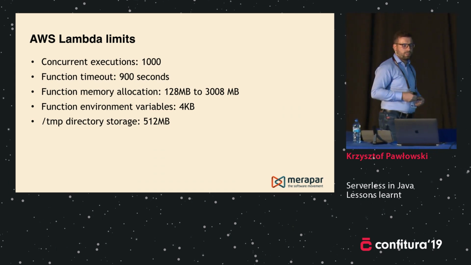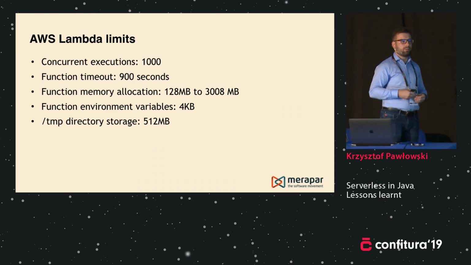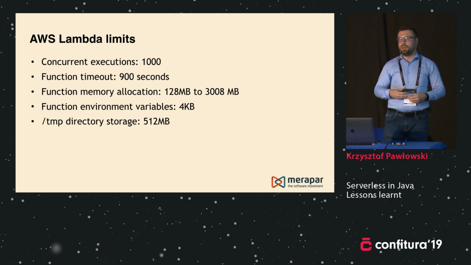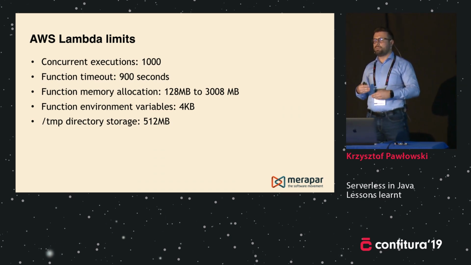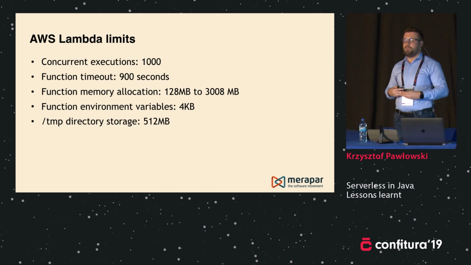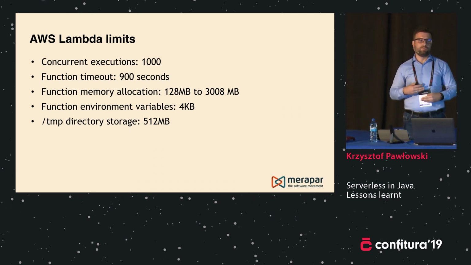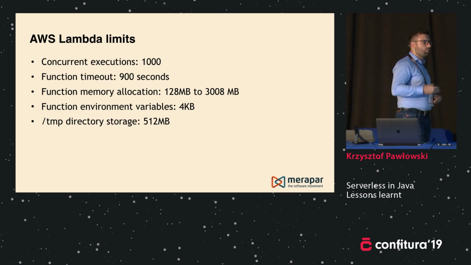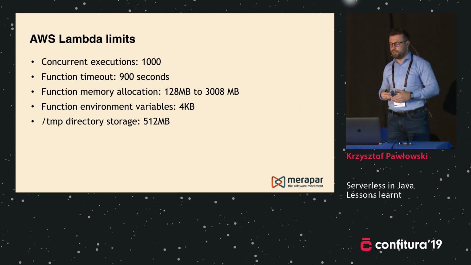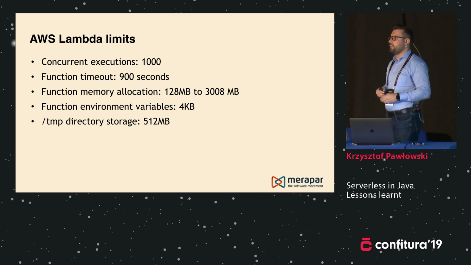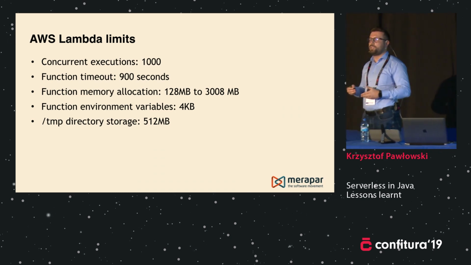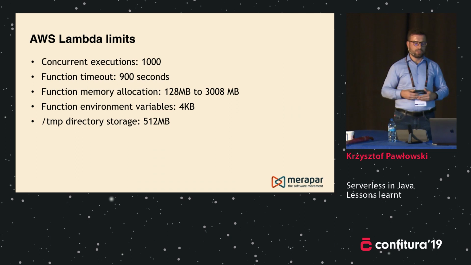Also, the function timeout is 900 seconds, which means 15 minutes. So if you have an application that is processing some data and it can take more than 15 minutes, then probably a Lambda function won't be the best fit for your problem. Or you can change the design so that you split the data so it can be handled in this period of time. Also, you can allocate up to 3 gigabytes of memory. So again, for some big processing, it might not be the best approach.